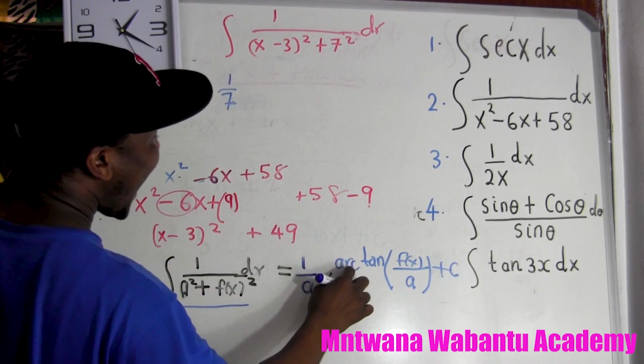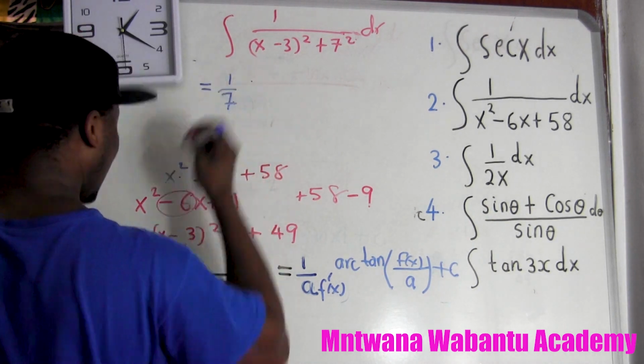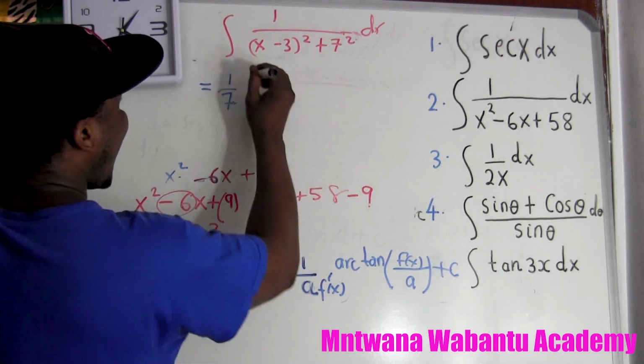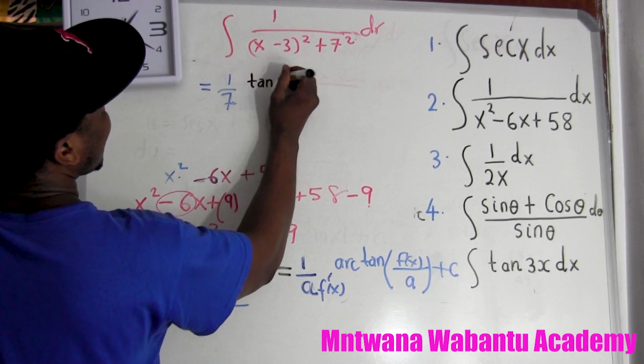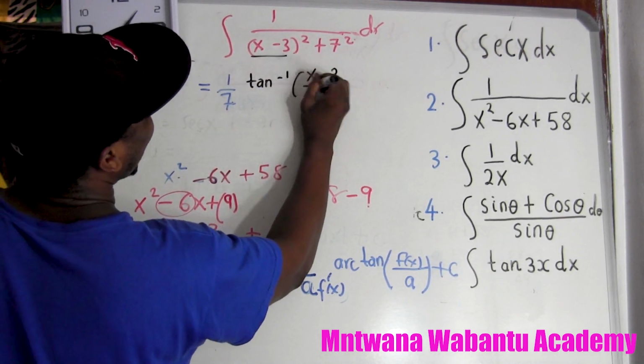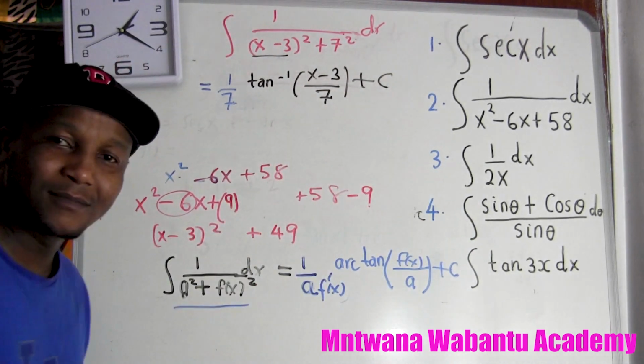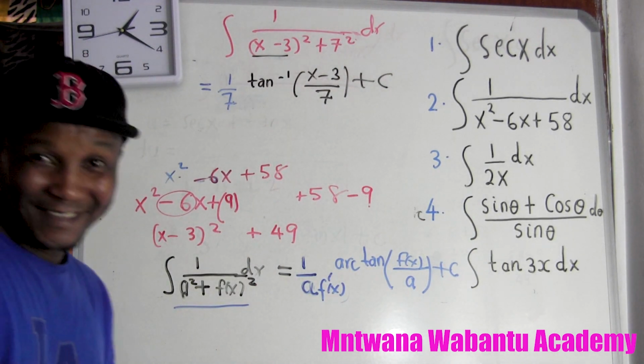And then we're going to say arctan. Arctan is like tan inverse. Either you can say arctan or you can say tan inverse. Let me say tan inverse of the function, which is x minus 3, over 7, plus a constant. I told you.